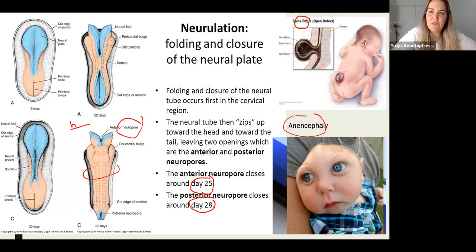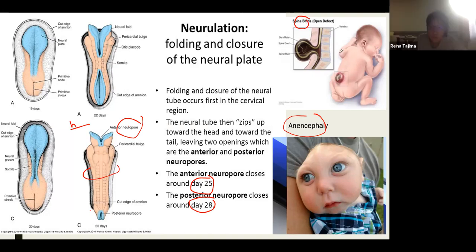So spina bifida is a neural tube defect, which is below cervical region. So it can be in your thoracic region, in your lumbar, in your sacral. Most commonly, it is in the lumbar region. Anencephaly means absence of brain. Does anybody know this baby?